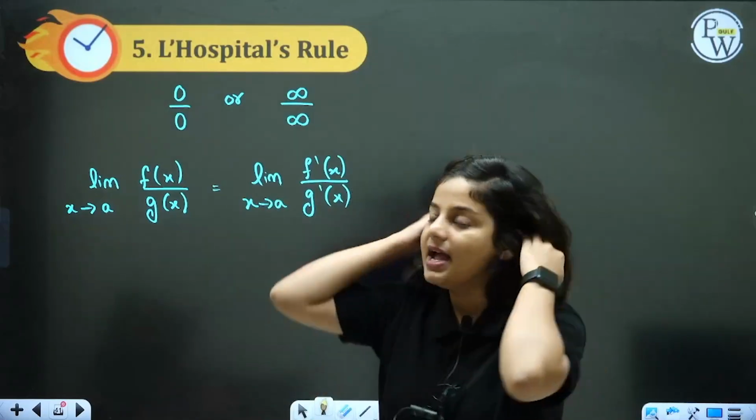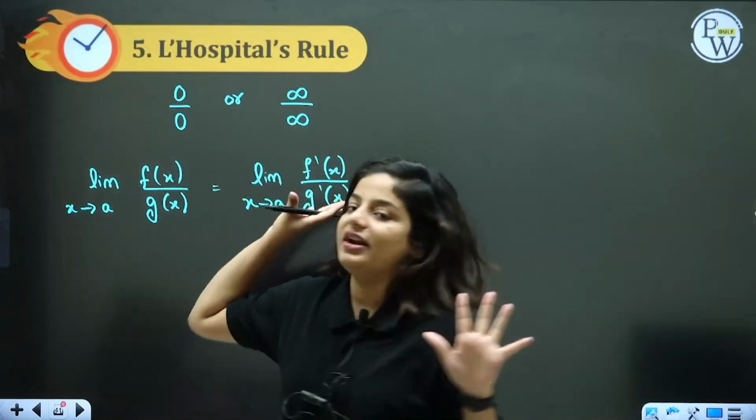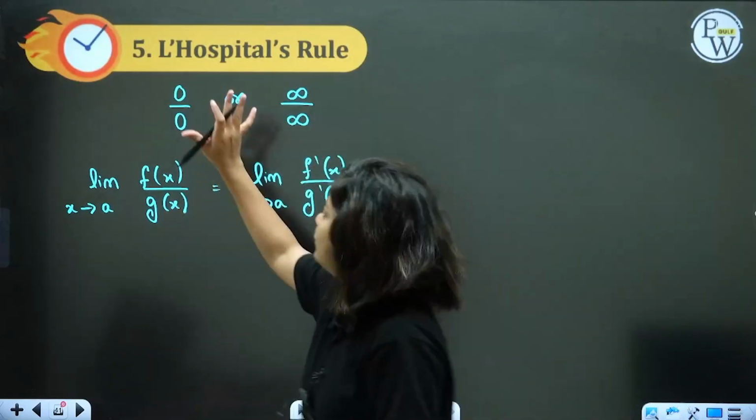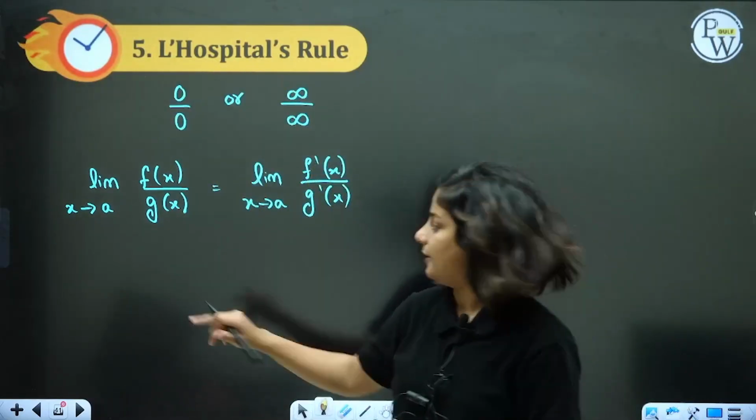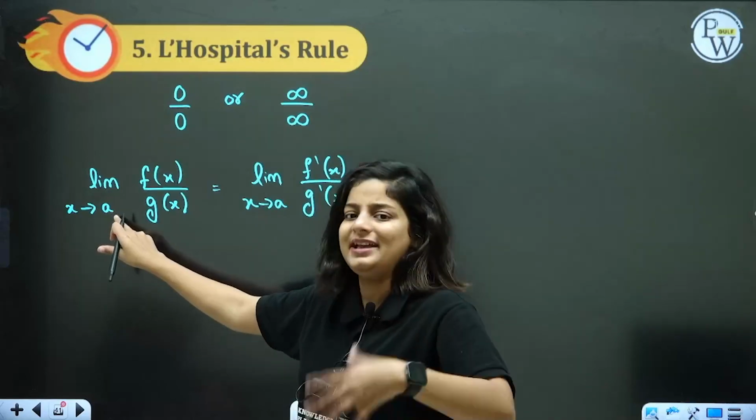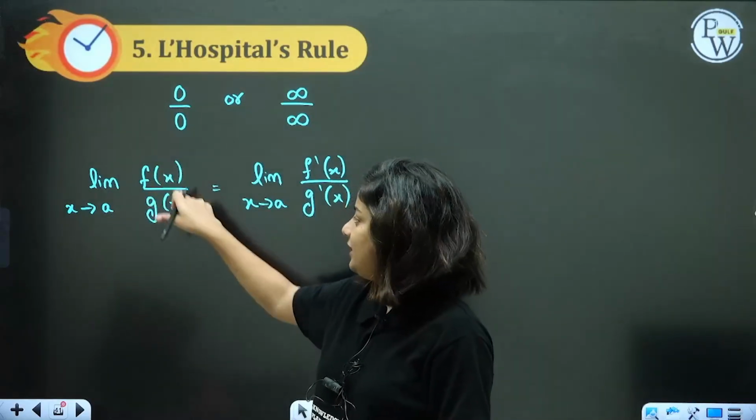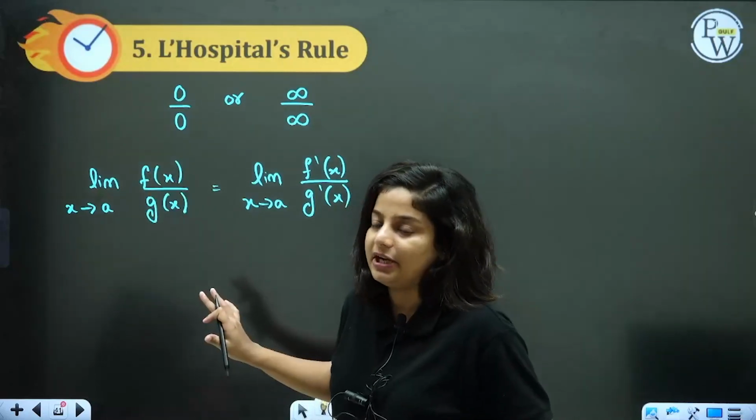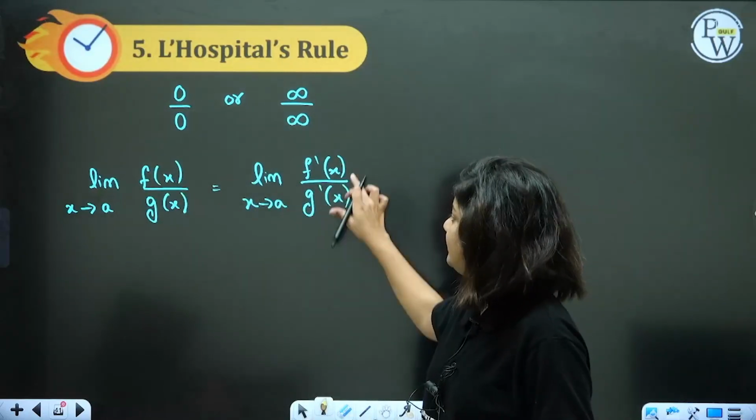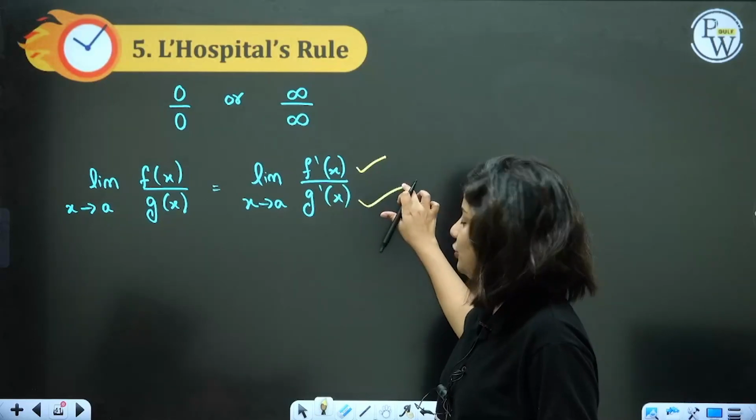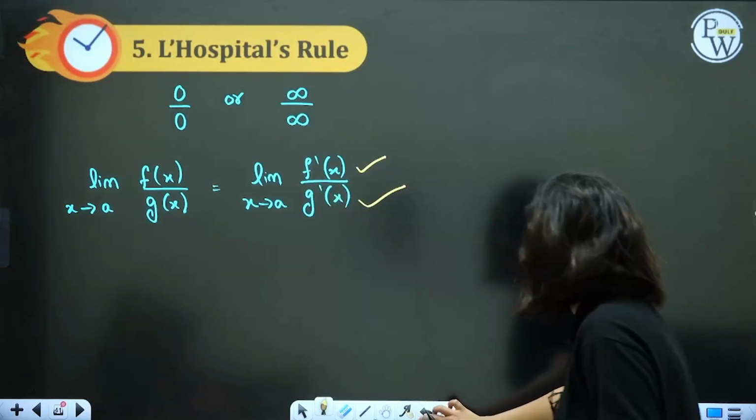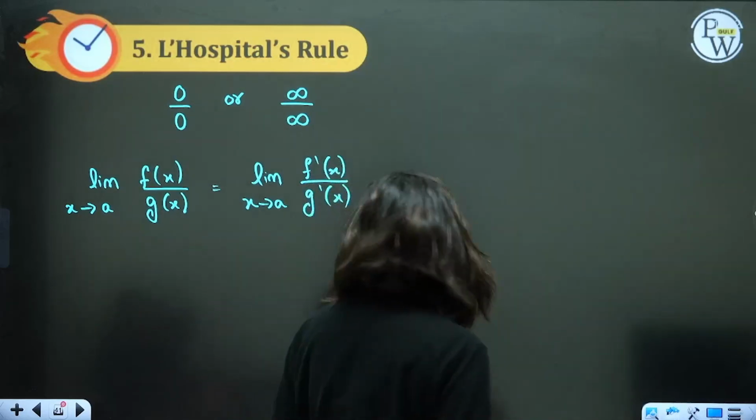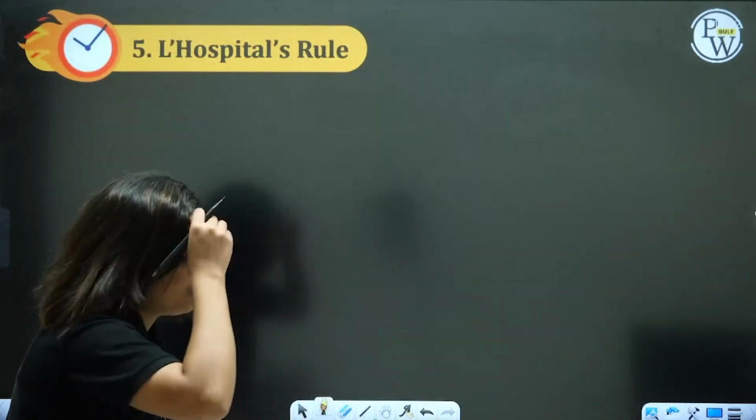What does it say? Whenever on substituting the limits you get 0 by 0 or infinity by infinity, right? Suppose you're putting x as a in the numerator and denominator, and you're getting 0 by 0 or infinity by infinity. L'Hopital says you simply take the derivative of the numerator, take the derivative of the denominator and then put the limits. Huh? Really? Yes. What exactly do we have to do?